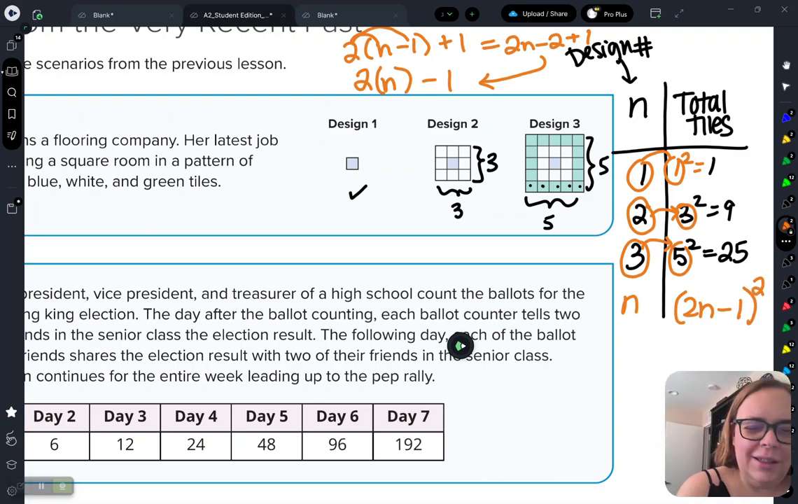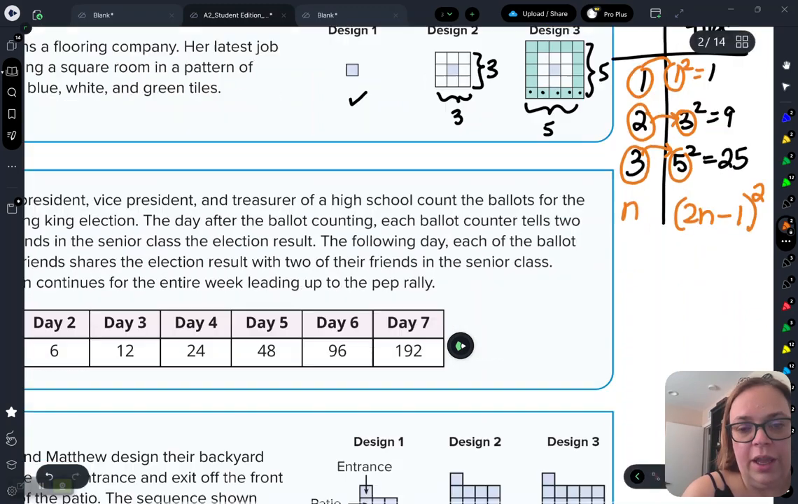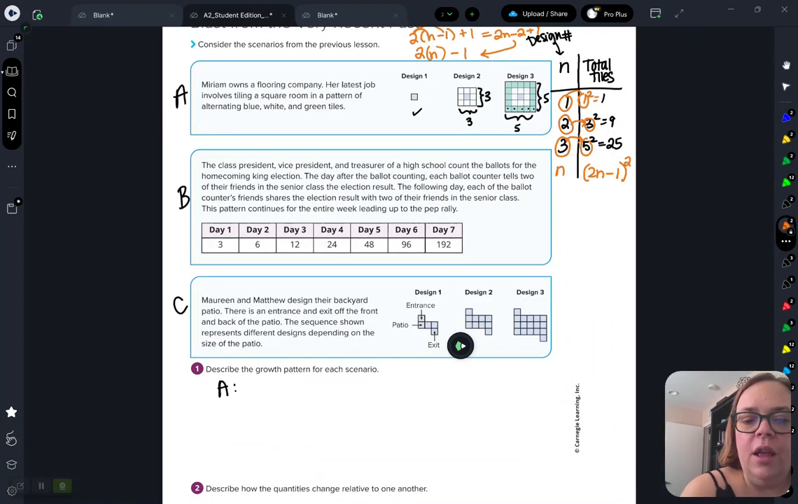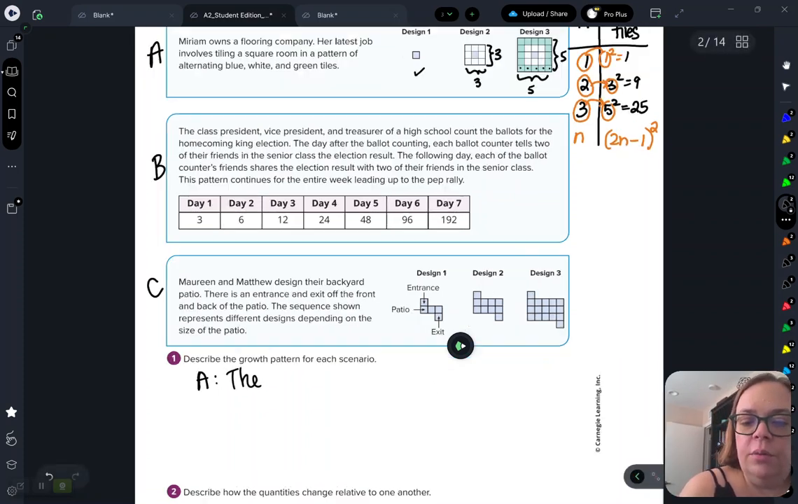A lot simpler than what I was doing before, but they're both equivalent. It was working, it just was a little bit more complicated. So we can basically describe the growth pattern as: the total number of tiles is double the design number minus 1 squared. Okay, so let me go back down here to write this.